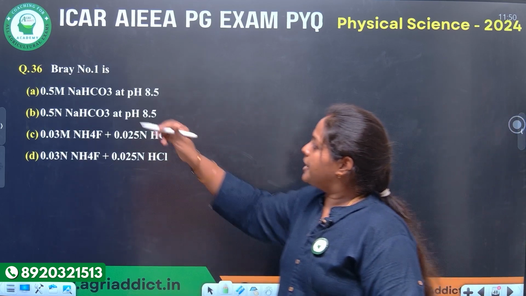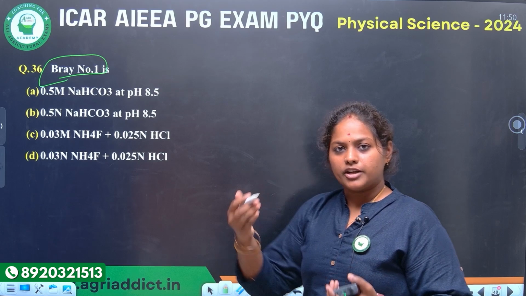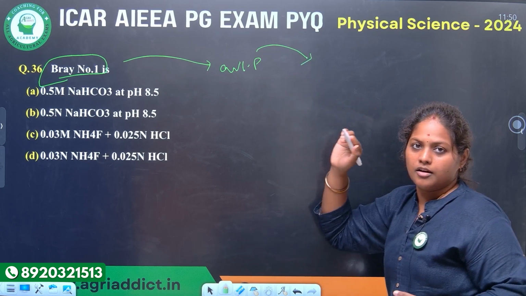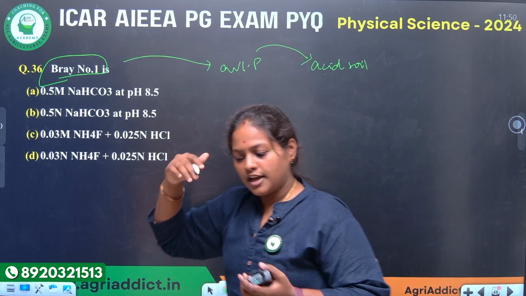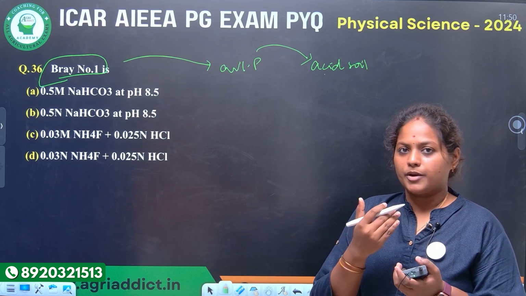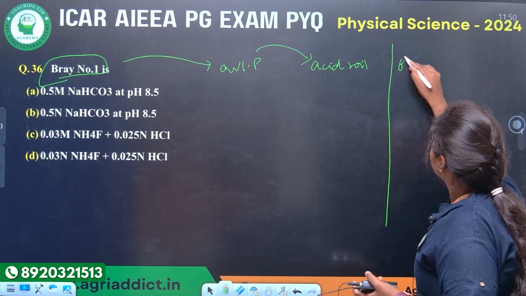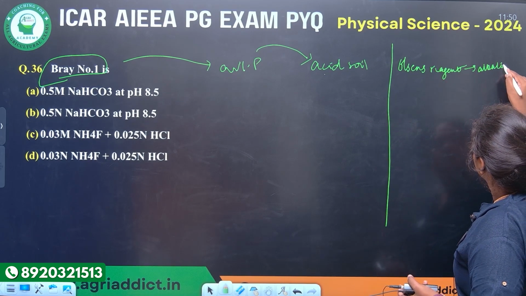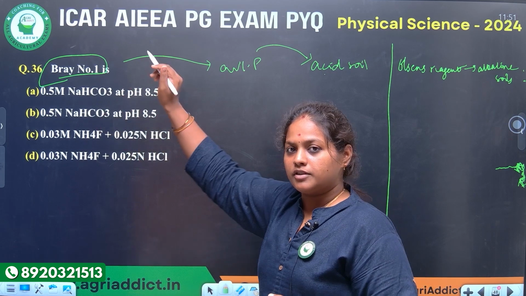Question number 36. Bray number 1 is, what is this Bray number 1? It is basically an extractant that is used for extracting the available phosphorus from the soil. Which soil? Mainly acid soil. We know that in acid soil and alkali soil, determination of available P requires different extractants, right? In acid soil it is Bray reagent and in alkaline soil it is Olsen's reagent. Now they are asking the composition of this Bray number 1 reagent.